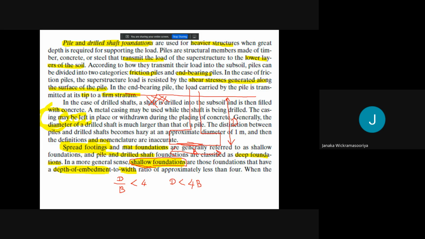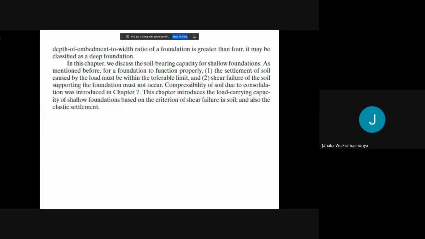Right. Then if that ratio is greater than 4, it may be classified as a deep foundation. In this chapter, we discuss the soil bearing capacity. Let me take the highlighter. Right. In this chapter, we discuss the soil bearing capacity for shallow foundations.